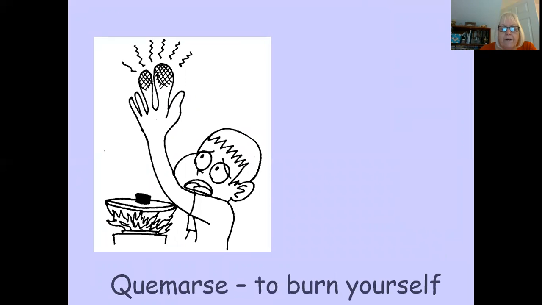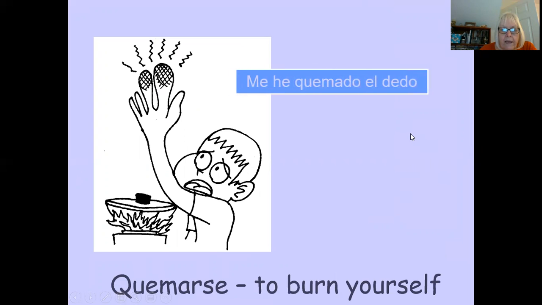Next one, quemarse, to burn yourself. So there's your reflexive verb quemarse. Me he quemado el dedo. There's your gapped version. You do your version, see if you get it correct, go back and check it, and then move on when you're ready.